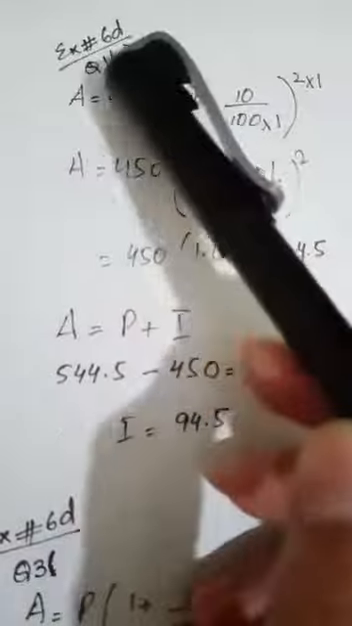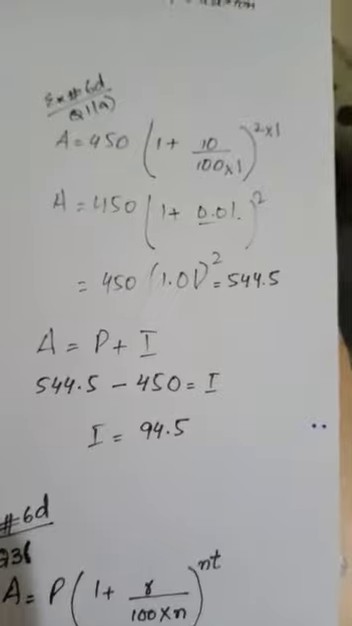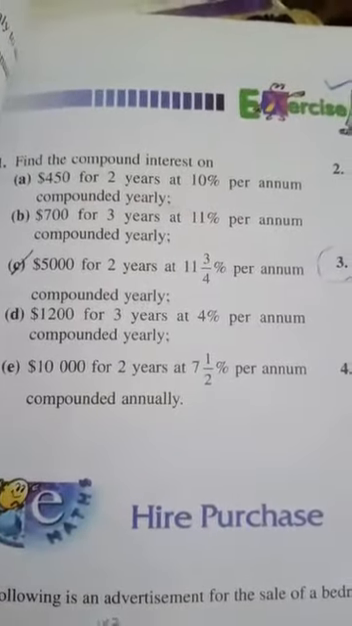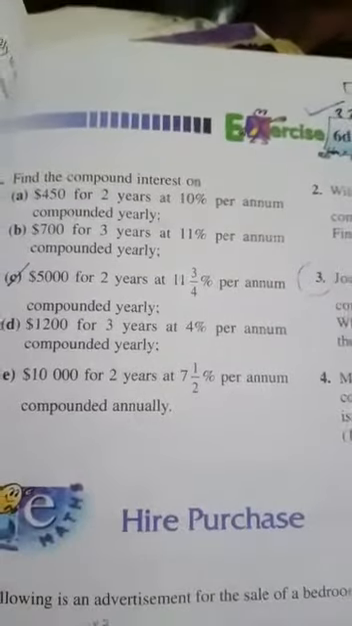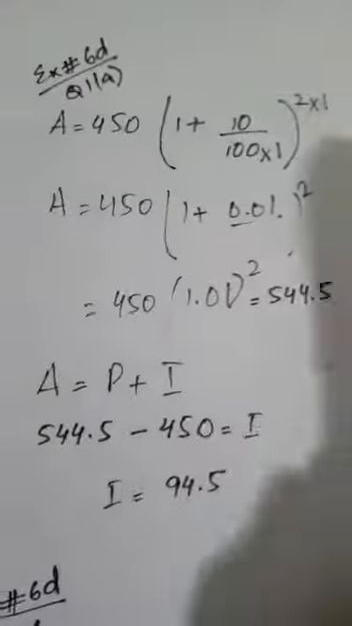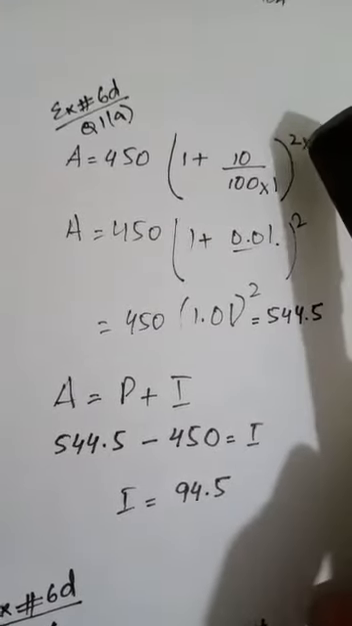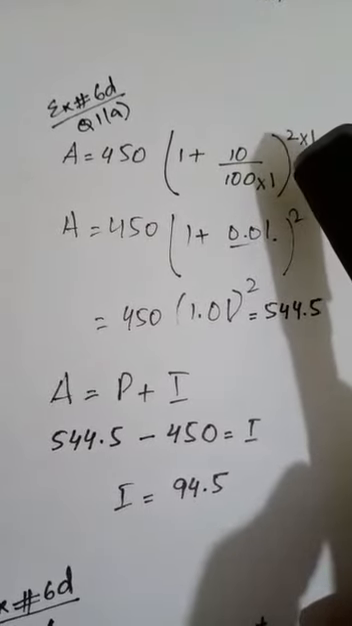Similarly, I told you to simplify question number 1 and you have done it. It's question number 1 of exercise 6D, part A. Let's see the question first. Here the question was: find the compound interest on 450 for 2 years at 10% per annum compounded yearly. Yearly or annually, both are the same. Yearly or annually means once in a year. So here the principal was given 450. The rate was given 10%, so 10 divided by 100. And how many years were given? Years were given 2. And in the question they are saying compounded yearly.